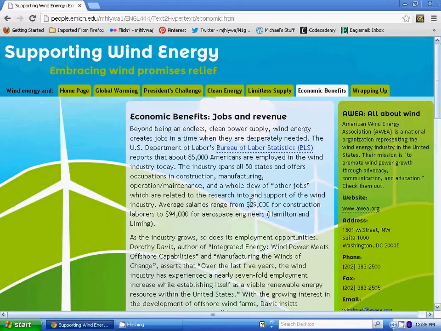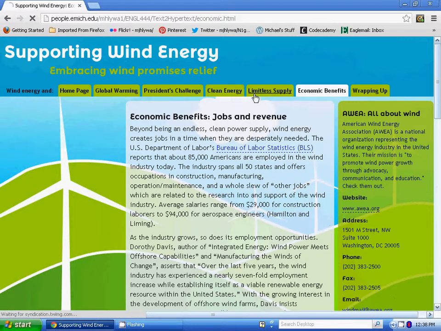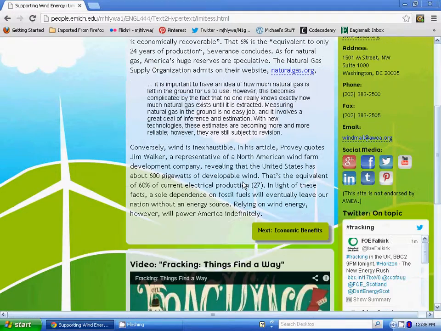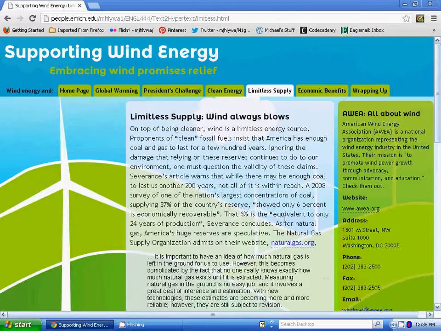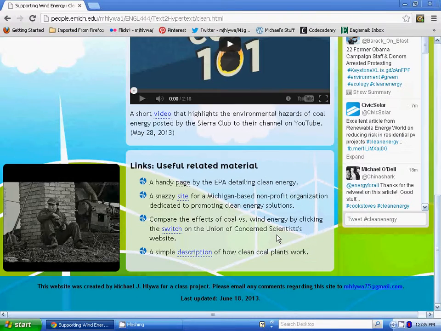So what's the drawback of using clean coal? I think I saw that on the page before. Let's see. So I just clicked on limitless supply to go back. And now I'm going to go back one more to clean energy. Your question was, what was the drawback? So it produces liquid waste, and I found that near the bottom of the clean energy page.